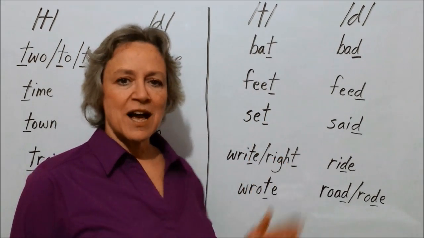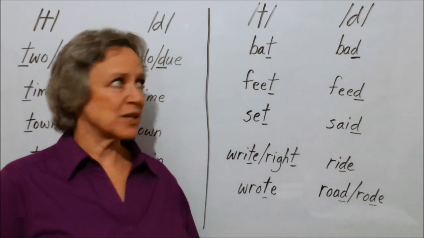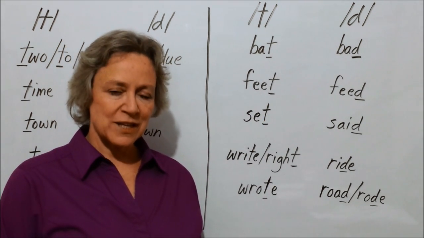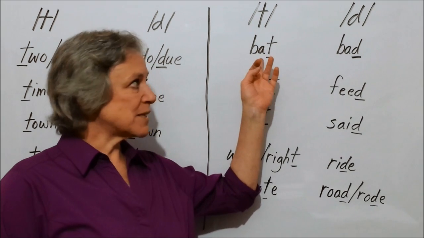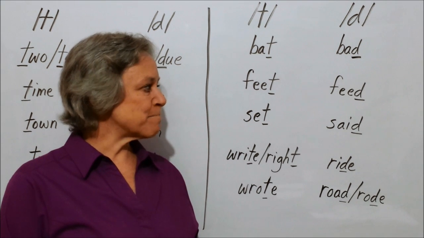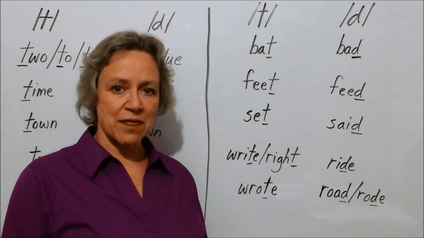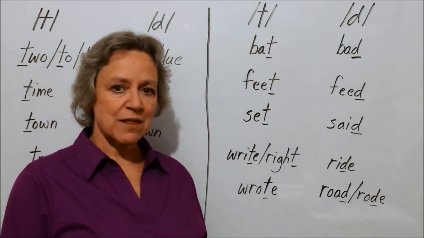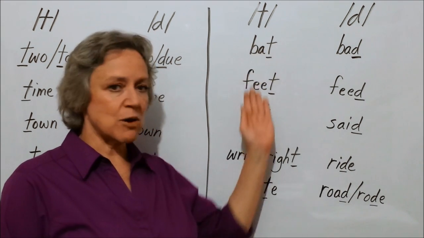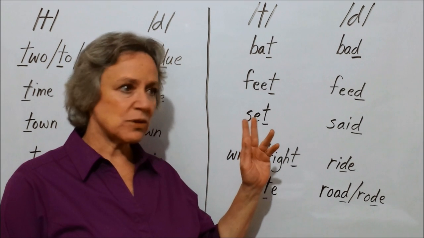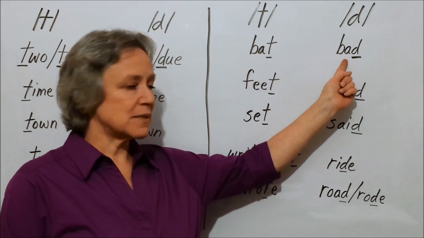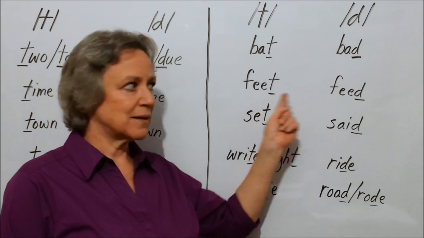On this side of the board, I have words which end in the two sounds T and D. Okay? The rest of the word is the same. The vowel sound in the middle of the word is the same, just as it was on the other side of the board. However, you may notice a difference in the length of the vowel. The length of the vowel on this side will be longer than the length of the vowel on this side. The vowel sound is really the same. For example, here, this is a, bat, a. This is e.